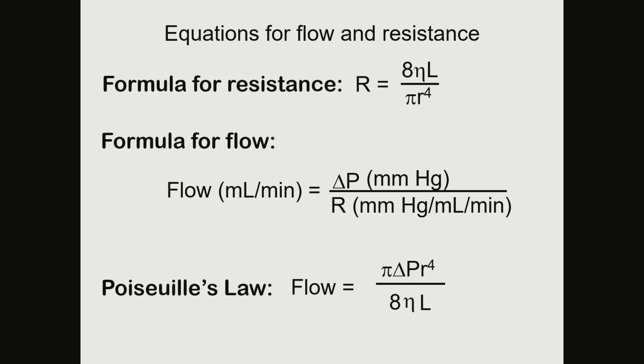What I want to point out here is that when we're talking about the radius, we're talking about the radius to the fourth power when we put that into our flow equation, which tells us that small changes in the radius have big effects on flow. The other thing is we see there's resistance, and there is our radius to the fourth power, illustrating that the radius is inversely proportional to our resistance. And so if I decrease radius, I increase resistance.